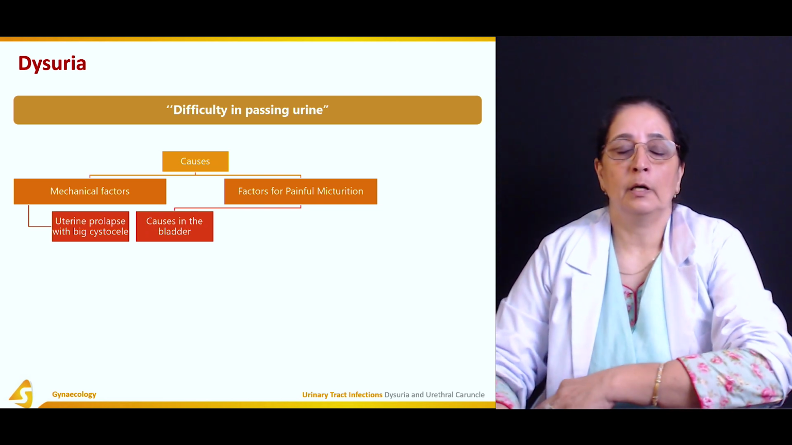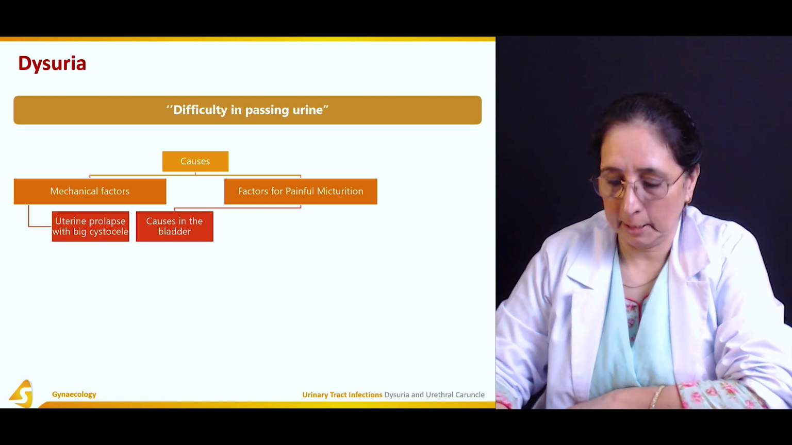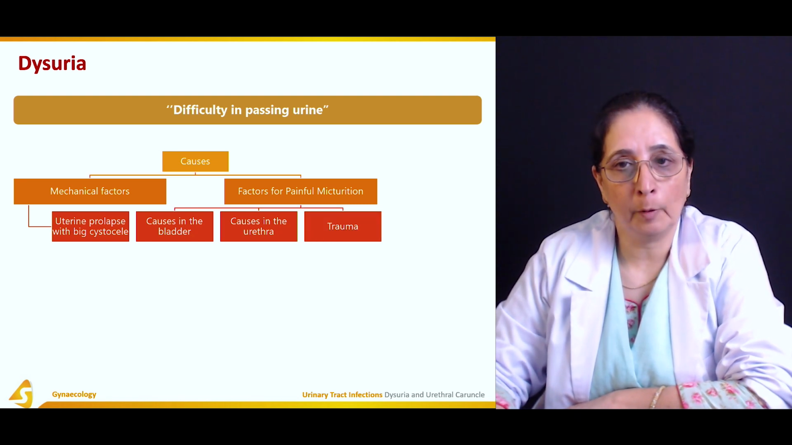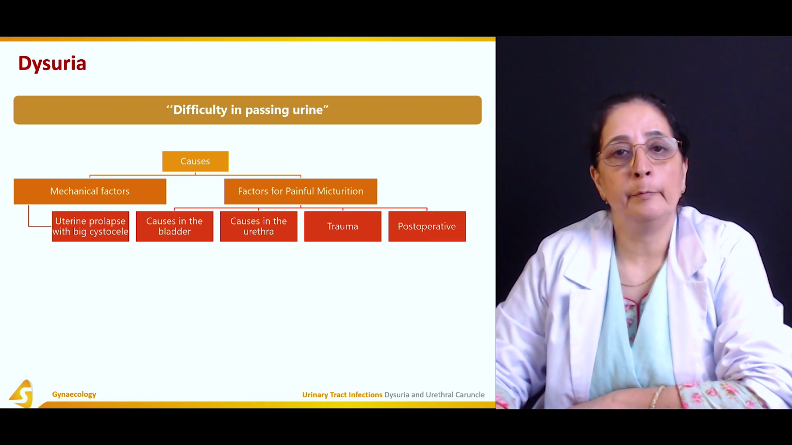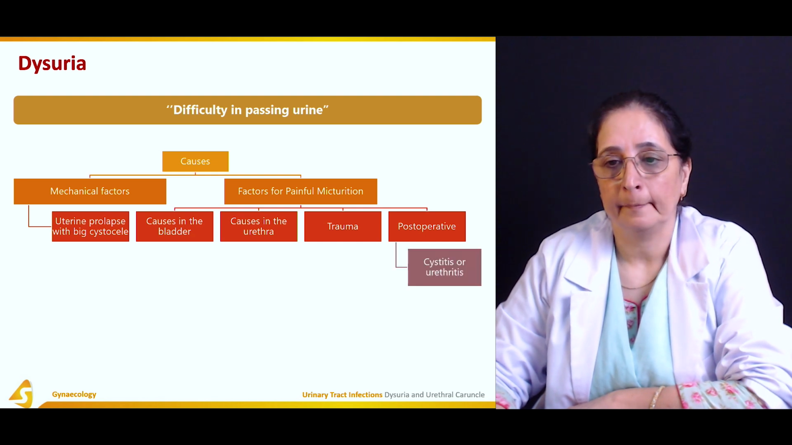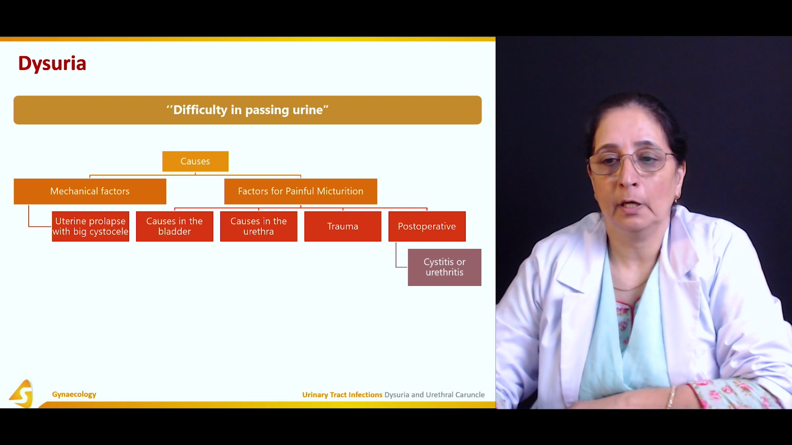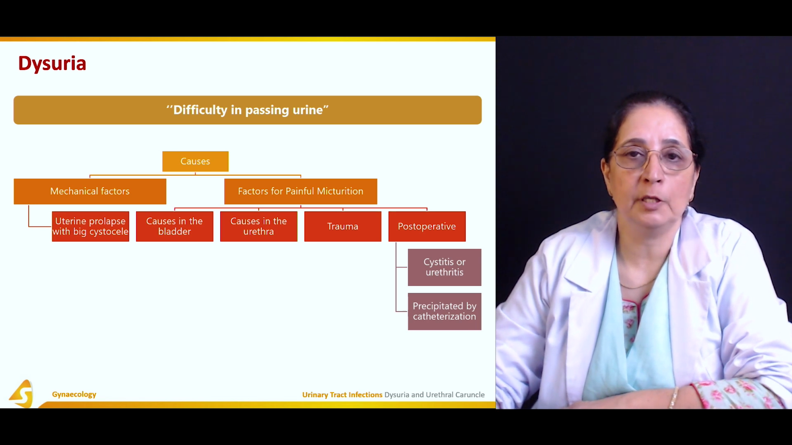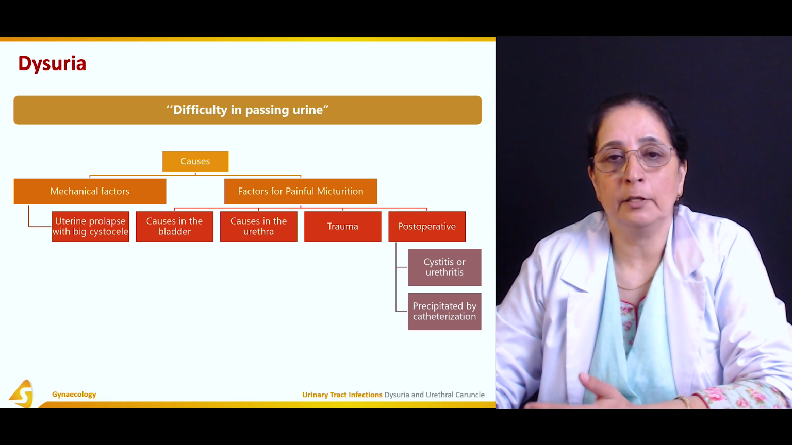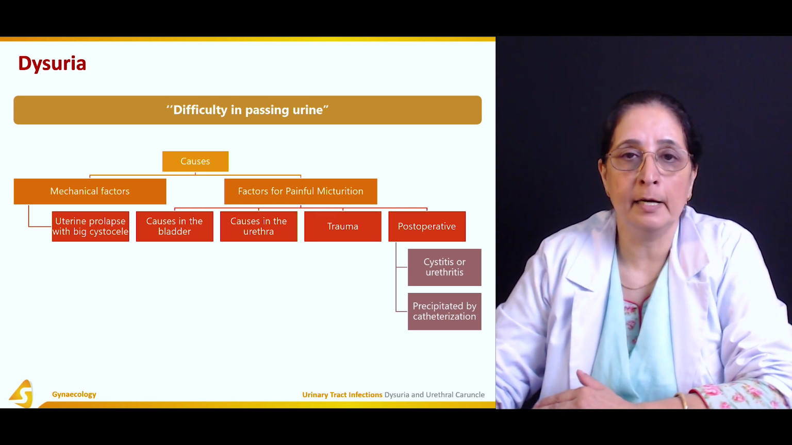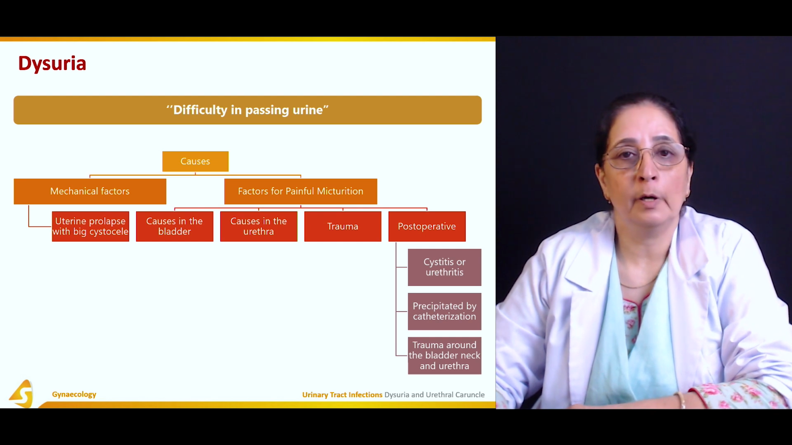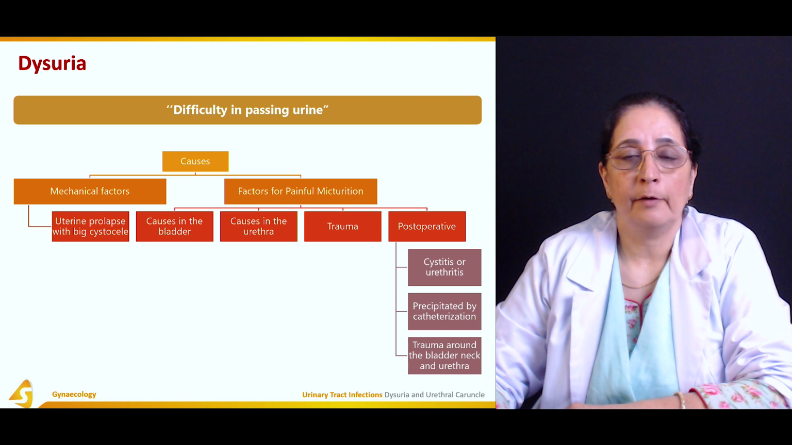Then factors for painful micturition can be present in the urinary bladder, they can be present in the urethra, or there might be some trauma of the urinary system, or they can be post-operative after surgery. Post-operative causes of dysuria are cystitis or urethritis. It can be caused by catheterization after surgeries. Usually the patients are catheterized, and once the catheter is removed, patients usually have very bad dysuria or difficulty in urination. Or it can be due to trauma around the bladder neck and urethra after the surgery.